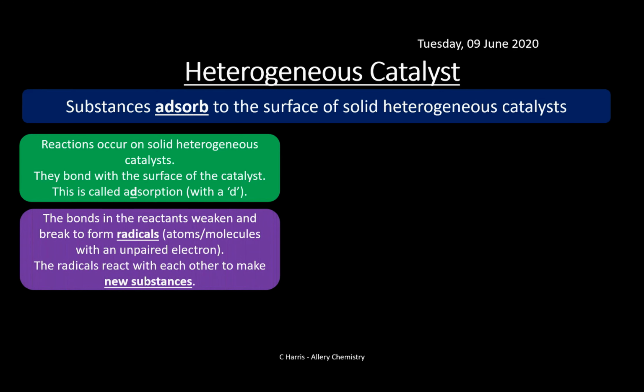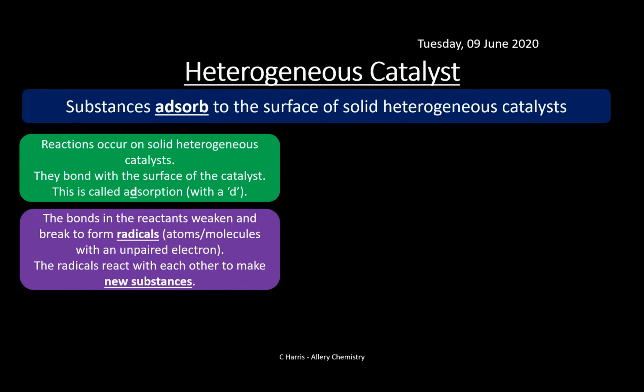So bonds in the reactants weaken and break to form radicals, which are basically atoms or molecules with an unpaired electron. So for example, Cl radicals, or chlorine atoms, and these radicals react with each other to make new substances. Okay, so this is basically how a heterogeneous catalyst works. And so these new molecules are then released from the surface of the catalyst, and we call that desorption. So the reaction happens on the catalyst surface.